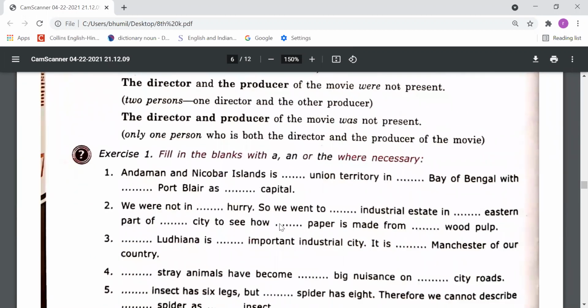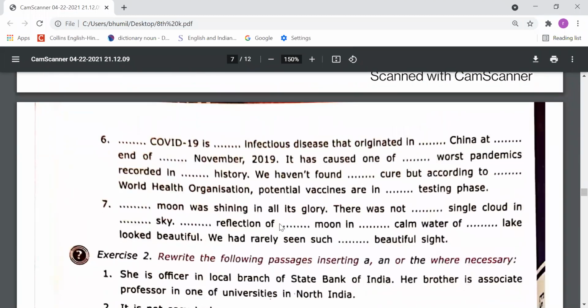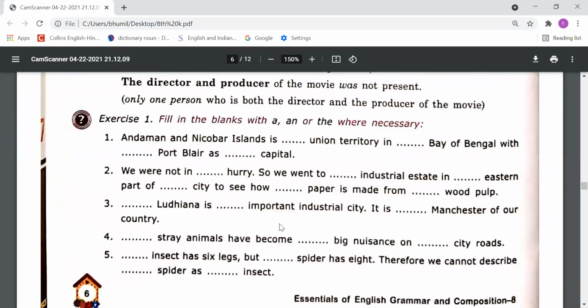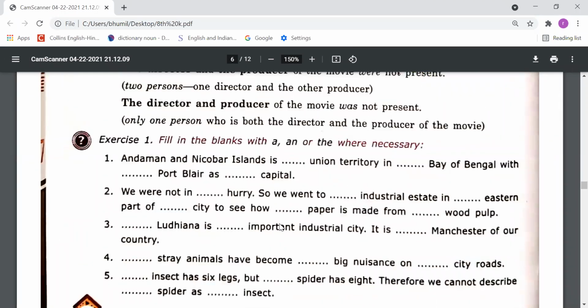So now let's come to exercise number 1. Exercises 1, 2 and 3. You have to do these exercises in your book, not in your fair notebook. Remember this. Again, I say you have to do exercise number 1st, 2nd, and 3rd in your book, not in your notebook. And soon I will send the answer key. Now, if you want to ask any question, then please ask. Otherwise, I am going to end the class.